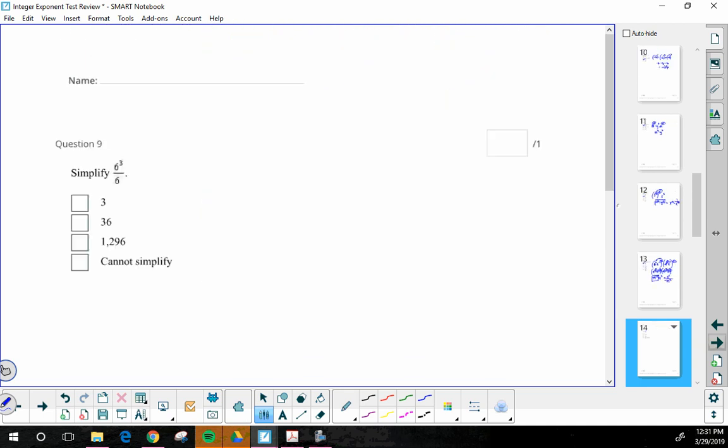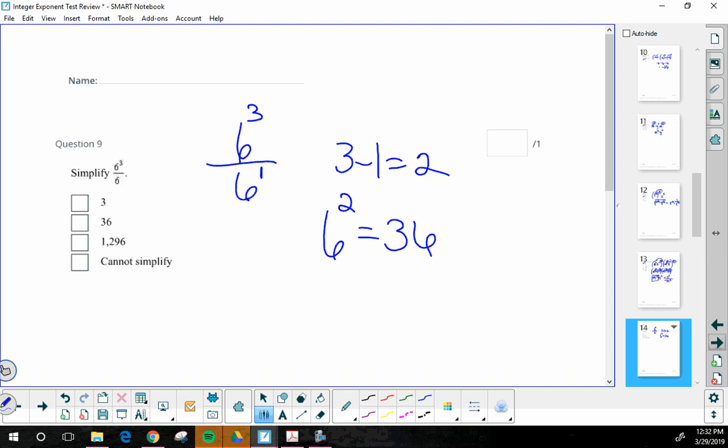Okay, now we're on question number 9, which is 6 to the 3 over 6. When we have exponents that are being divided, we just subtract them, and we'll pretend that there's a 1 there. 3 minus 1 is 2, so that leaves us with 6 squared, which is 36.